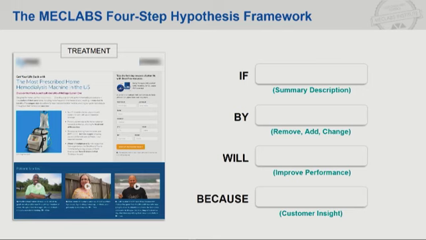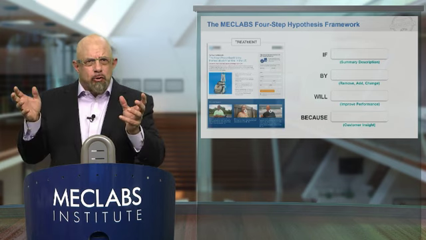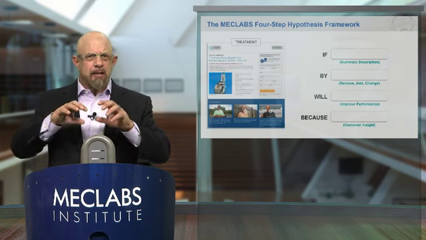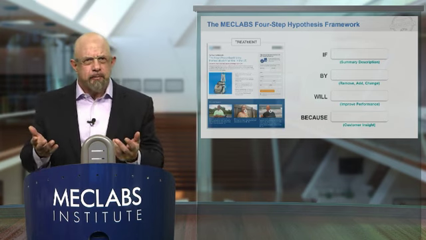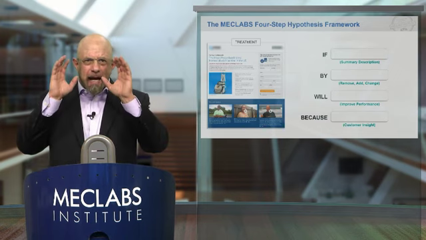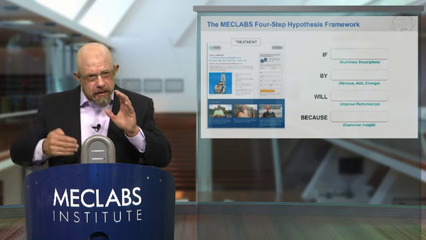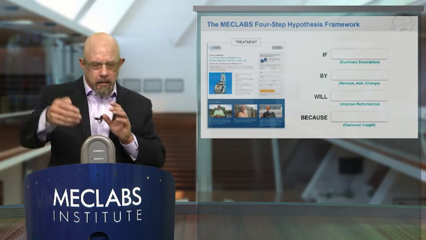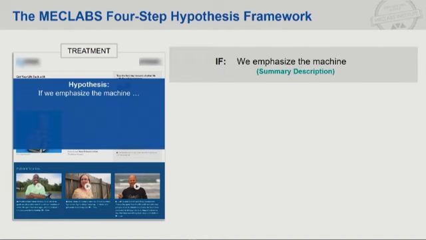All right? So the first word is if. Now the if is the hinge. And it is a summary description of what you're trying to do. And if you can't summarize it in a few key words, you probably don't understand it well enough. So we need it as the lead in this evolution of the hypothesis. And I'll show you how we develop one.